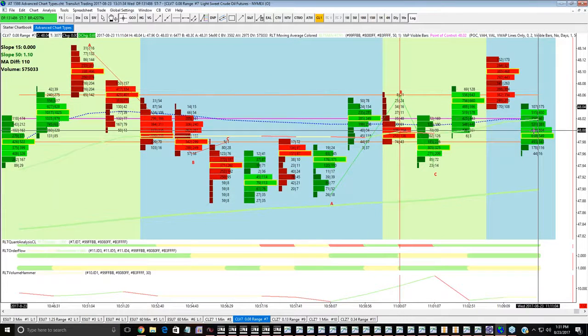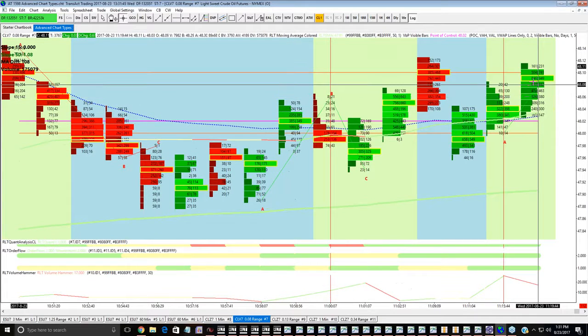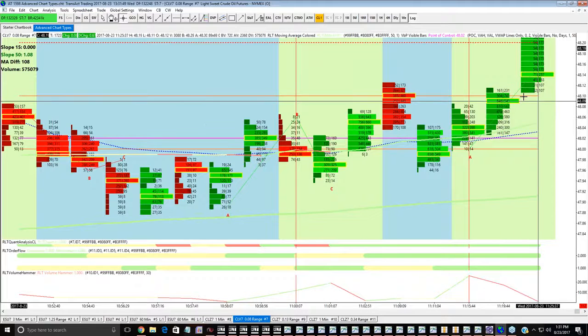And it doesn't go very far. It comes right back down. This point of control is above support. Doesn't go anywhere. Comes right back up. This point of control is below resistance. And now it's starting to break it. Just don't have an entry.